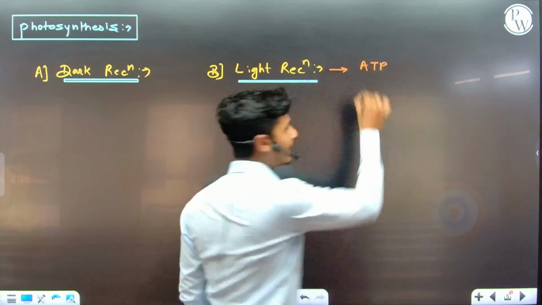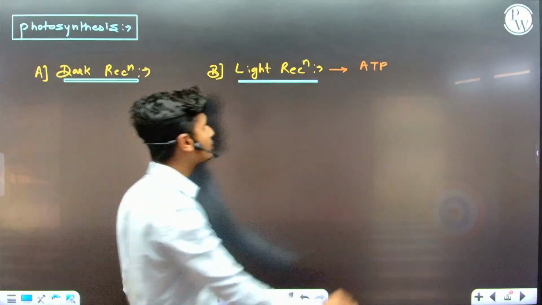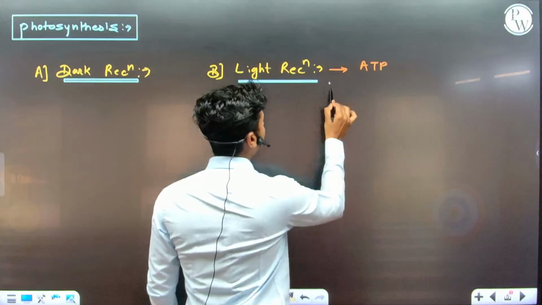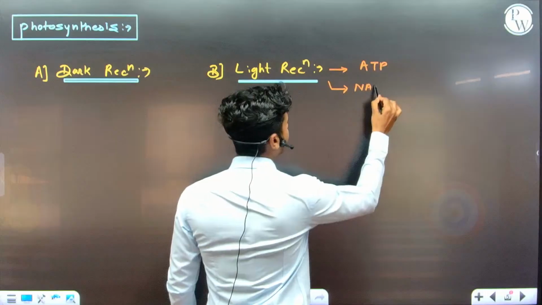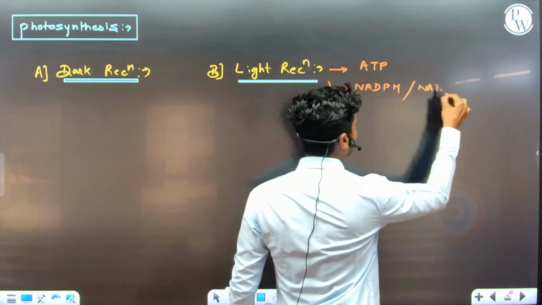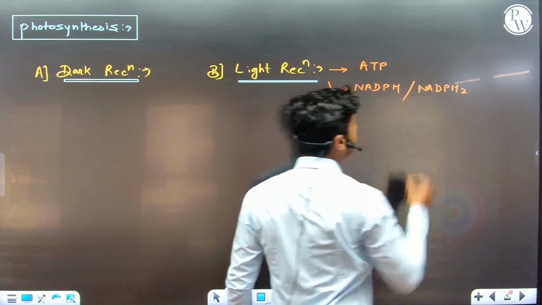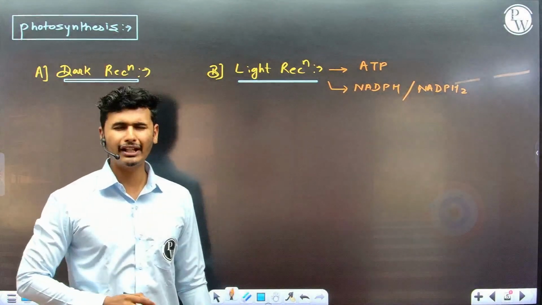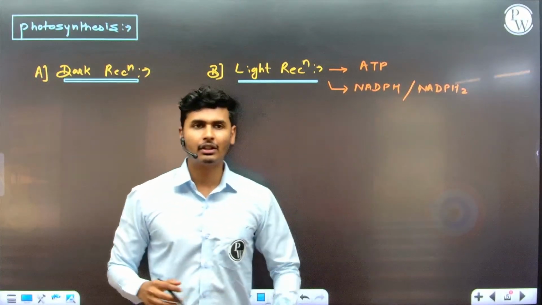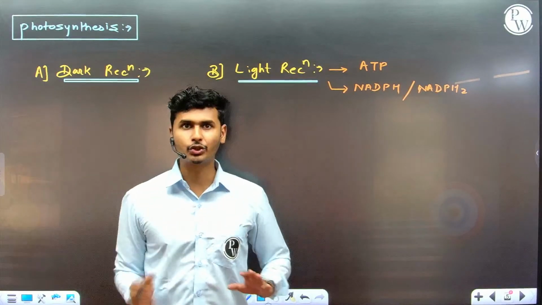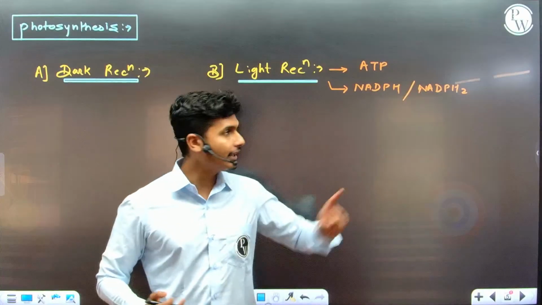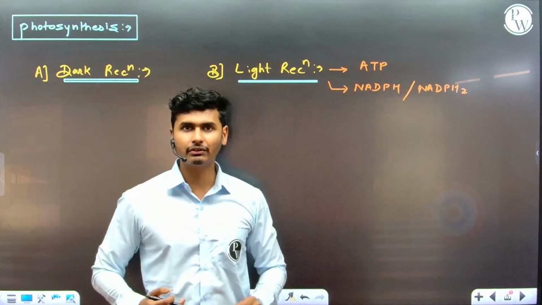The products of light reaction are ATP, that is adenosine triphosphate, the energy source, and the second product of light reaction is NADPH, or we can say NADPH2. It is reducing power. Now why do I call NADPH2 a reducing power? Consider I am NADPH2. So I have an H2 molecule or hydrogen molecule with me.